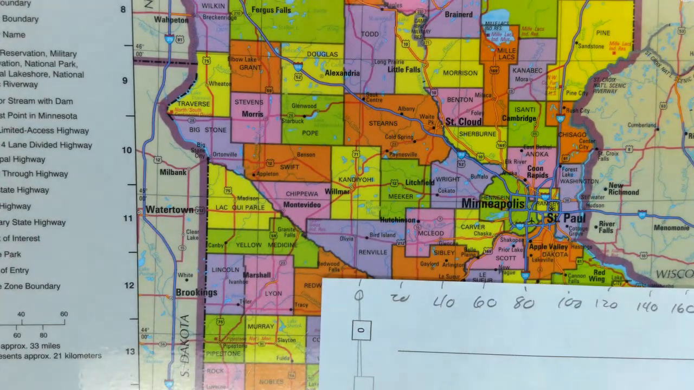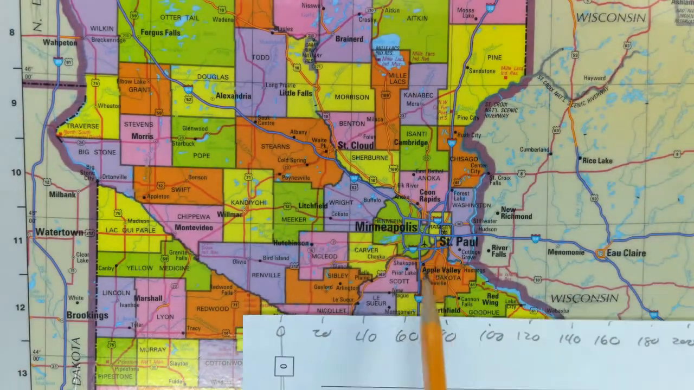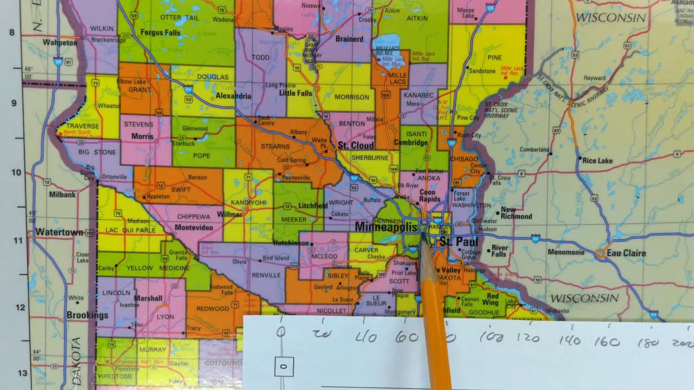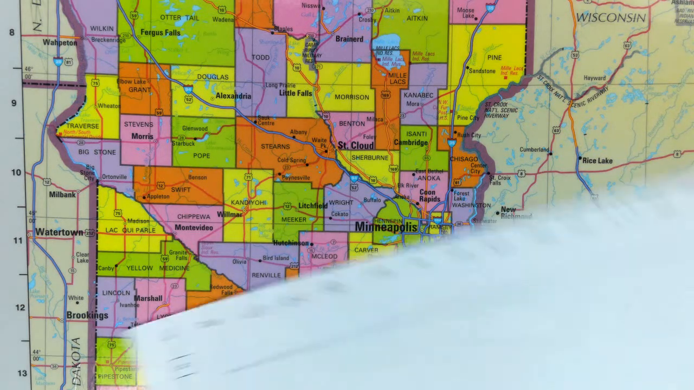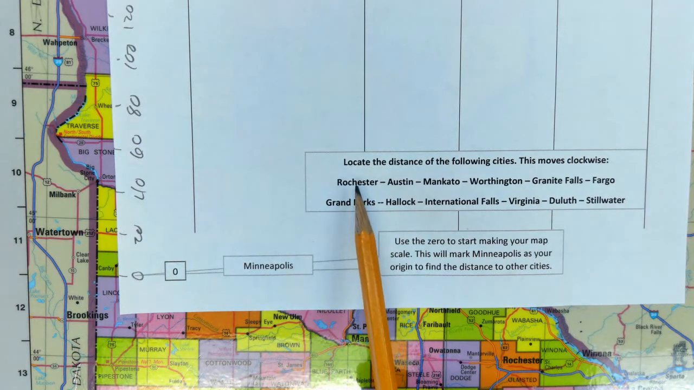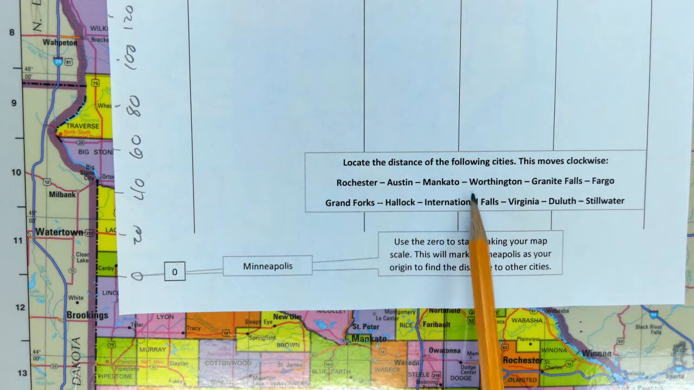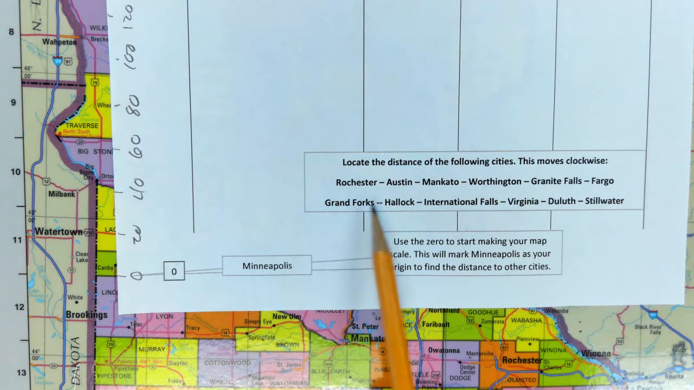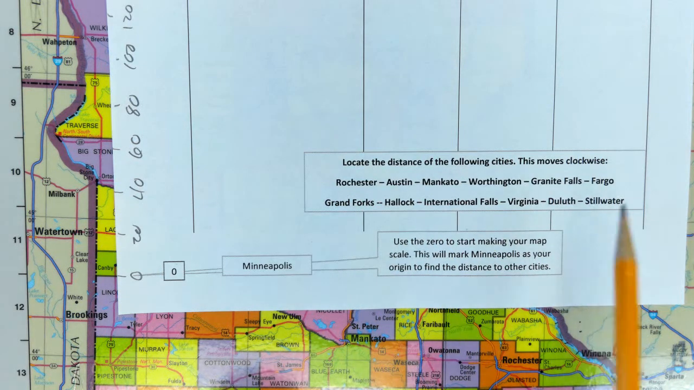Now in this assignment, you will be measuring to and from Minneapolis. Notice right here, here is our origin for Minneapolis, this little dot. We're going to measure from there to other cities. And according to our assignment, I want you to look for Minneapolis to Rochester, Austin, Mankato, Worthington, Granite Falls, Fargo, and then these cities here. Okay, I'll show you how that works now.